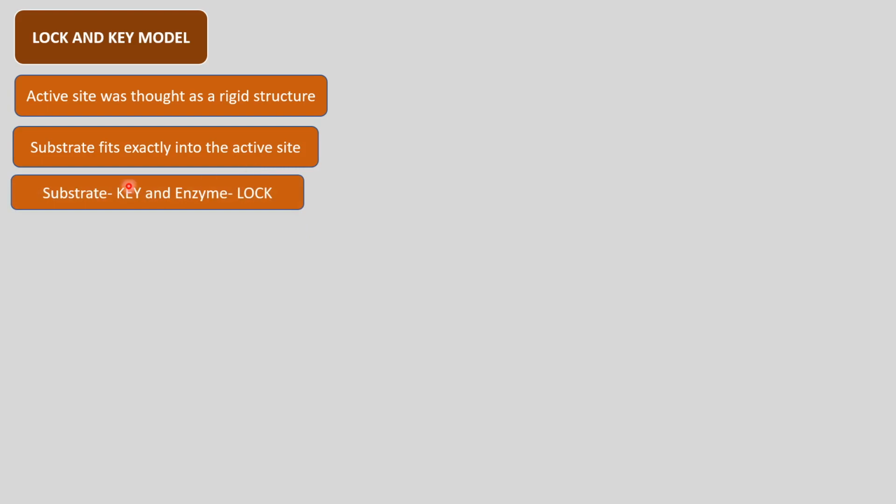So this model tells that the substrate is like a key and the enzyme is like a lock, right? So in the lock, which is the enzyme, the right key, the right substrate which can fit into the lock, will only bind to that enzyme. And we know what happens in lock and key, that only that key will open the lock which is right for that lock, right? And therefore this is called the Lock and Key model. Which means that both of these, the enzyme and the substrate, have complementary shape.